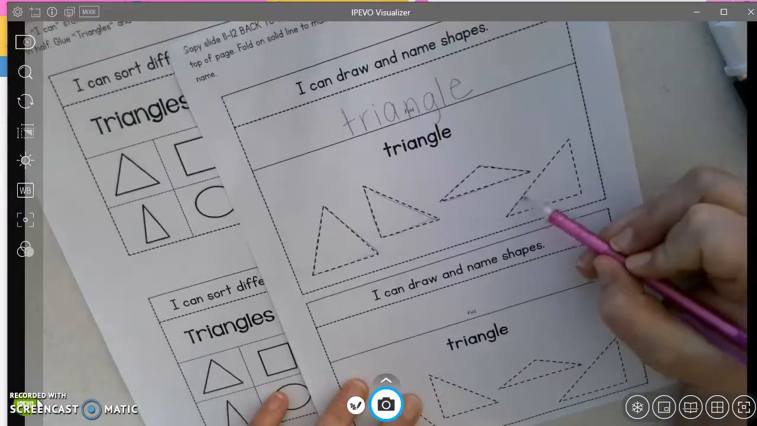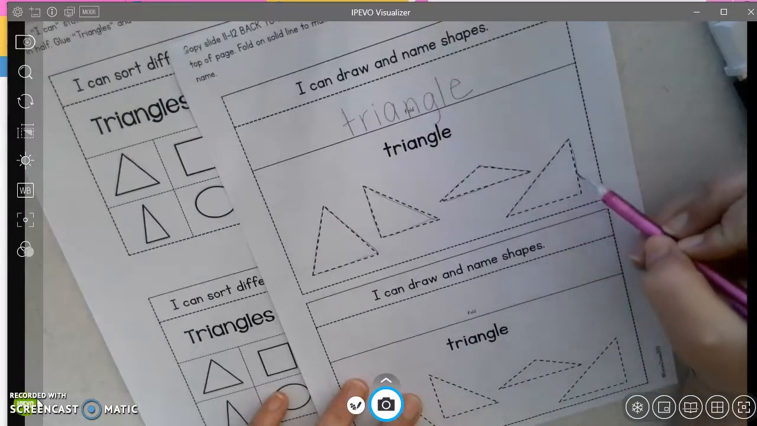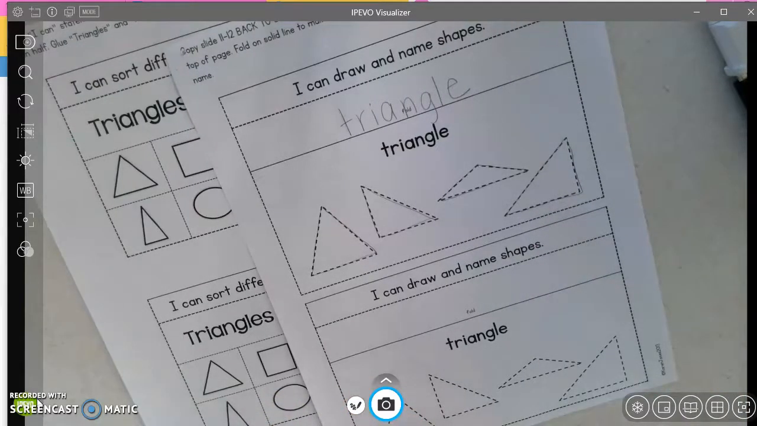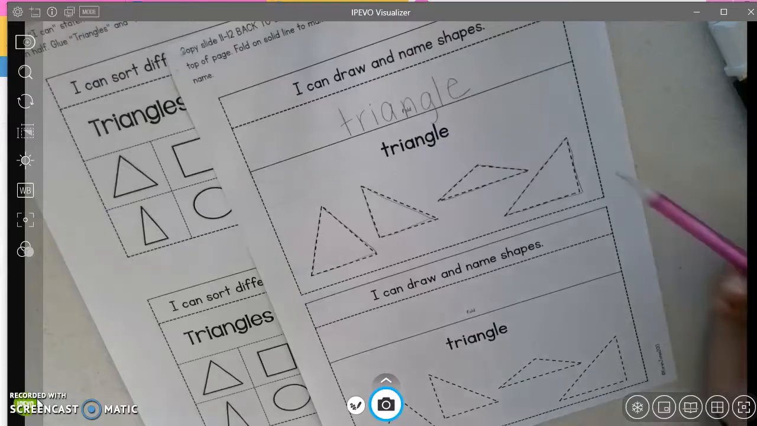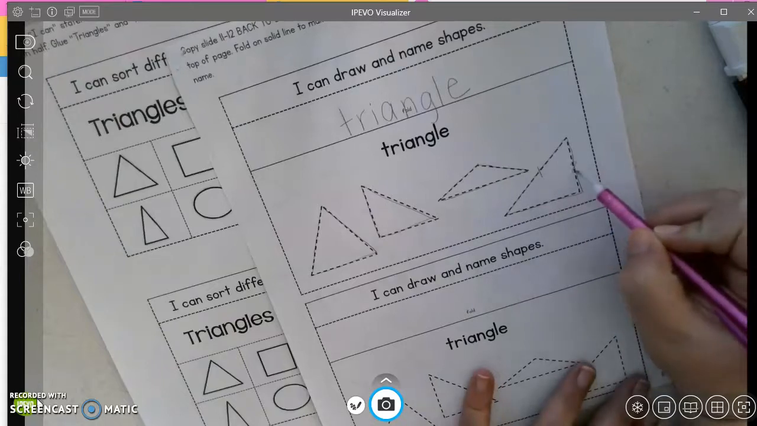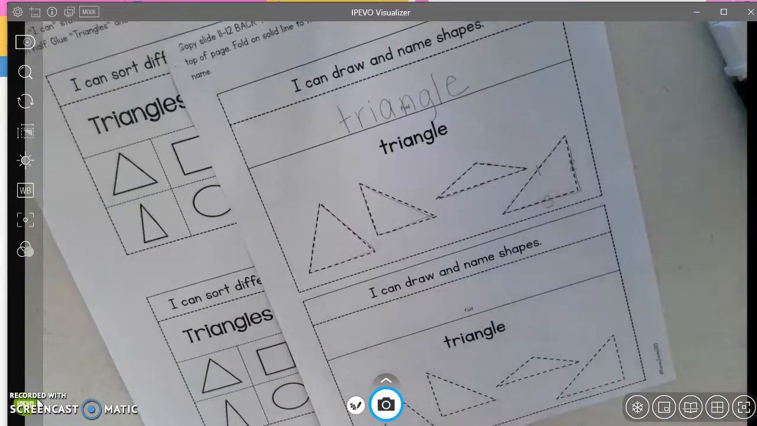So we've looked at a circle who has 1 side, and we've looked at a rectangle that has 4 sides. Did we look at a square yet? I can't remember. I know that we did a circle and that we did a rectangle, and now we're doing a triangle that has 1, 2, 3 sides.